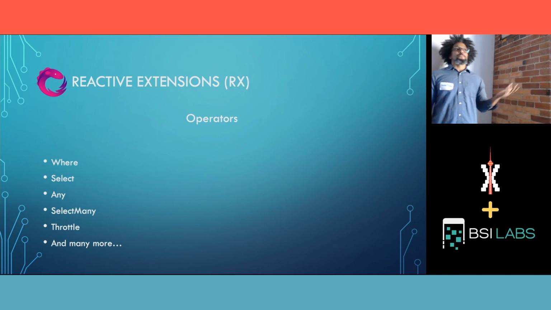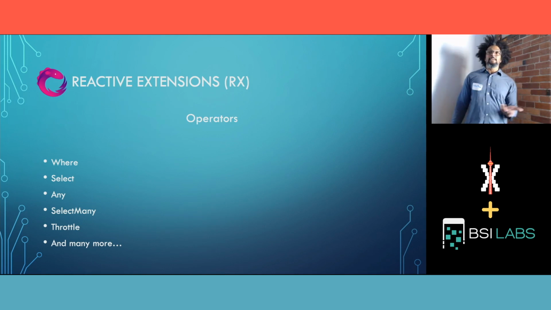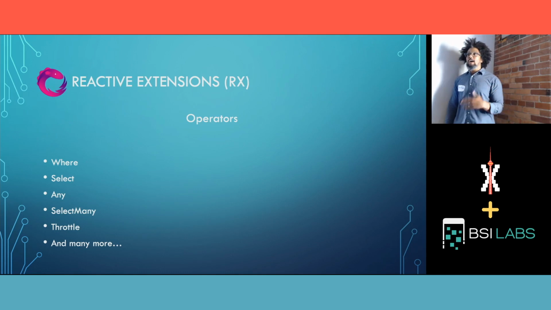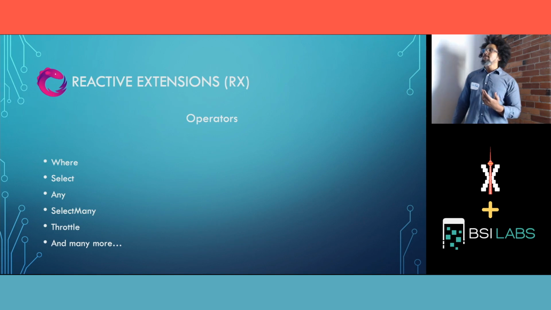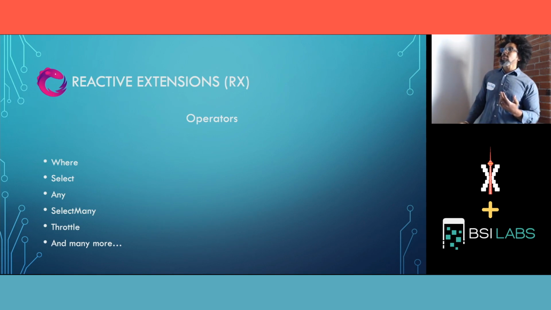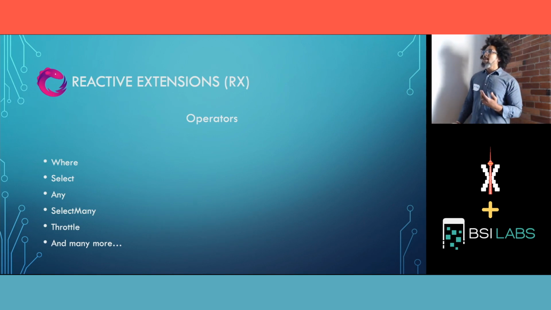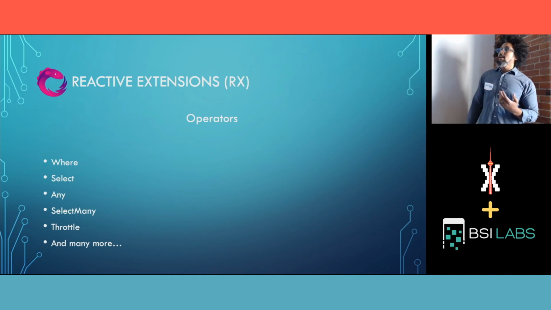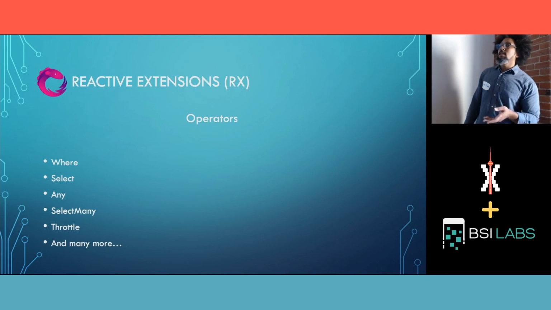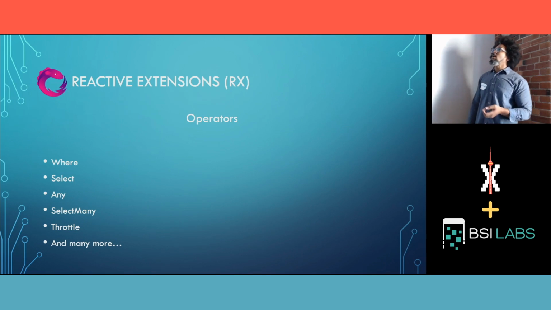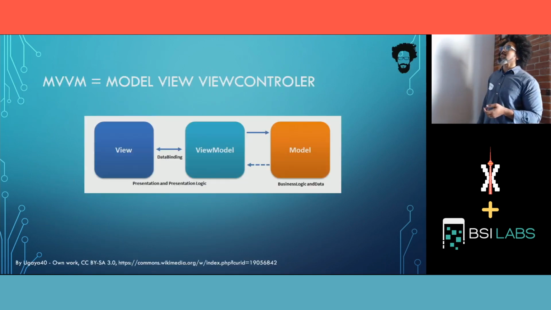We have operators. As mentioned before, Reactive Extensions is LINQ-based, so you will have mostly the same operators that you have in LINQ. You have filtering, you have transformation, you have mapping, which is select and select many, and this one is new, and we will see later what we can use it for. And there are many more operators that we can use with Reactive Extensions.